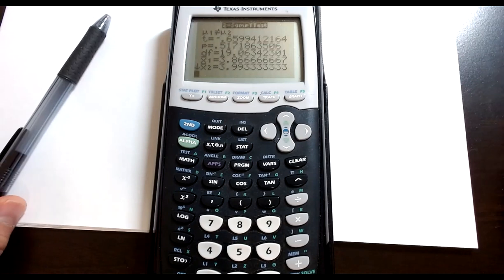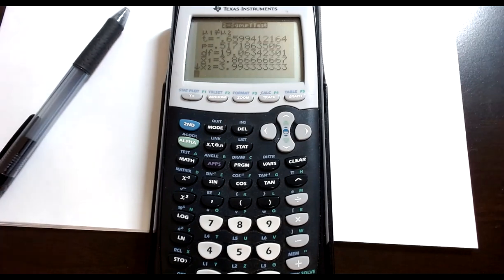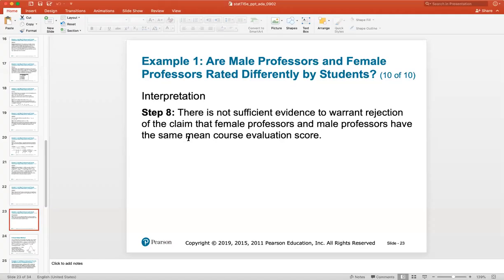Let's go back to example 1. We can say that there is not sufficient evidence to warrant rejection of the claim that female professors and male professors have the same mean course evaluation score. That's the conclusion based on the sample data.